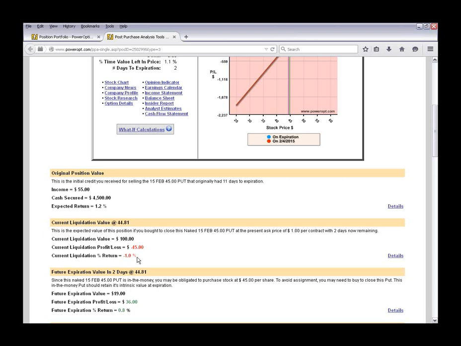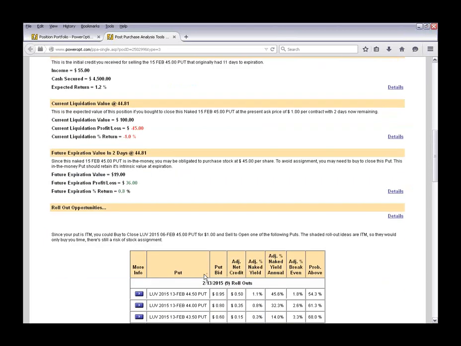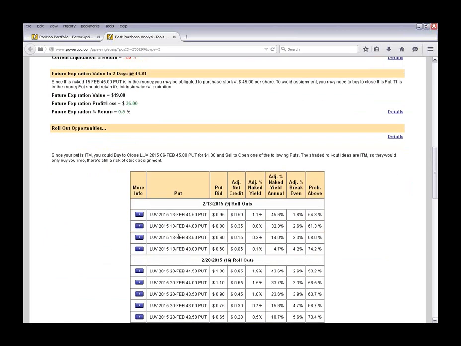That's based on the margin requirement we had for the original position. And if we held it to expiration and the stock stayed at 44.81, well, if we bought it back, it would cost us $19, assuming just intrinsic value, and that would be a return of about 0.8%. However, we're not sure what's going to happen over the next 2 days. We're concerned the stock may continue to drop, so we want to evaluate some of these positions.